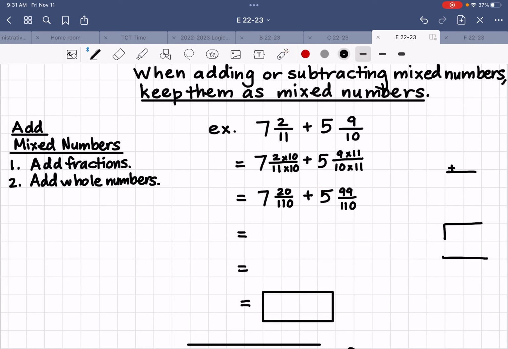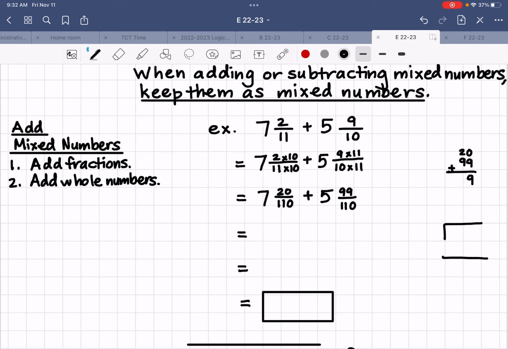And we ask, do we have the same denominators now? Yes, we do. So we can add. Let's add our fractions first, okay? So we add our fractions, and we have 20/110ths plus 99/110ths. We know that they're going to have the denominator of 110, so I'm just going to add up the numerators.